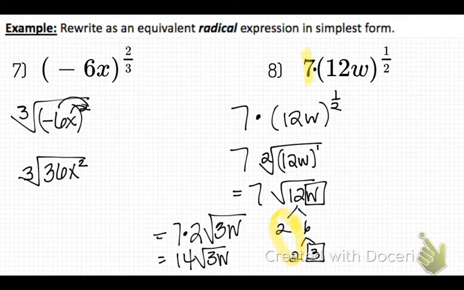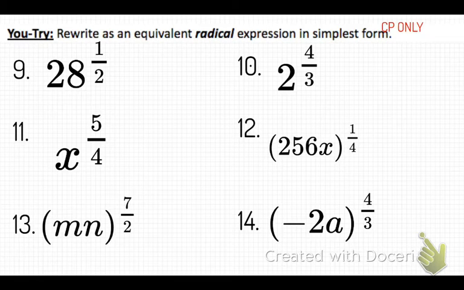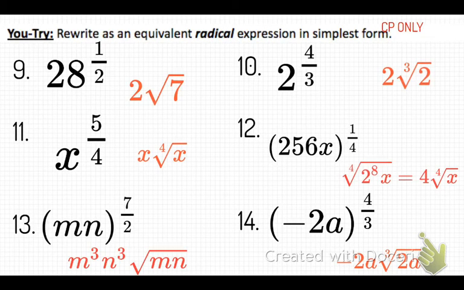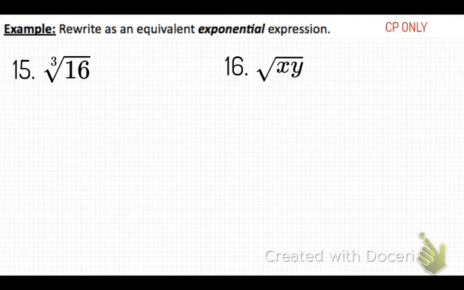Can you try the U-tries? There's 6 of them. I'm going to give you about 6 minutes. Okay, let's check out the U-tries. Here were the questions. Okay, flip to the back side.